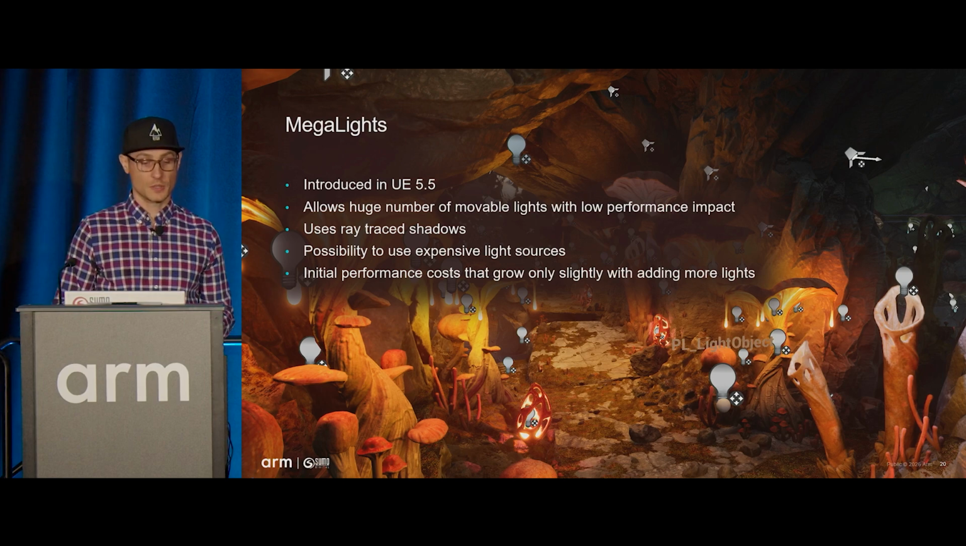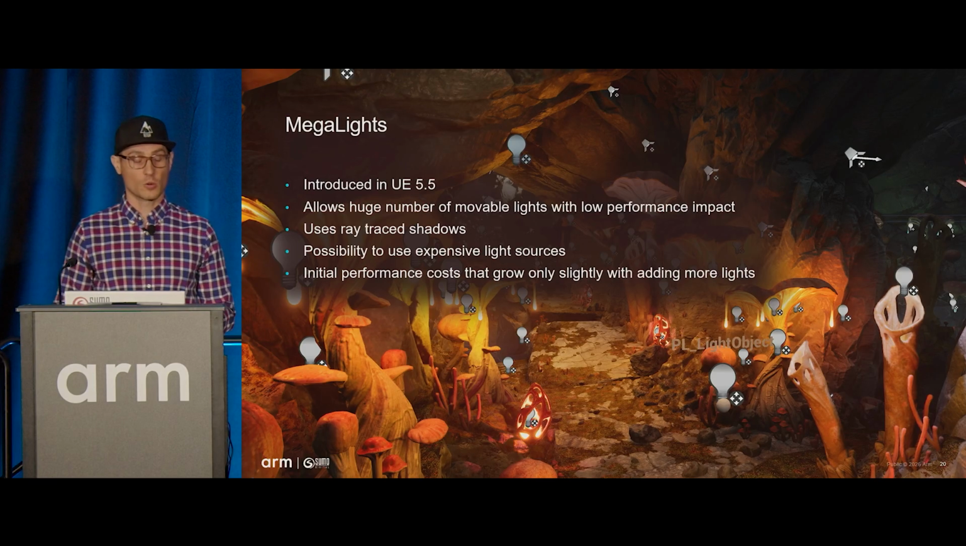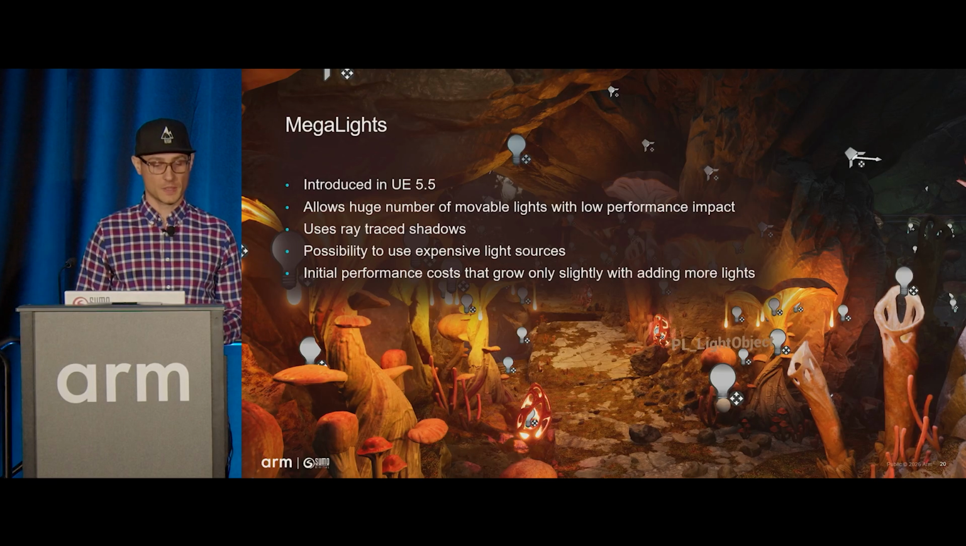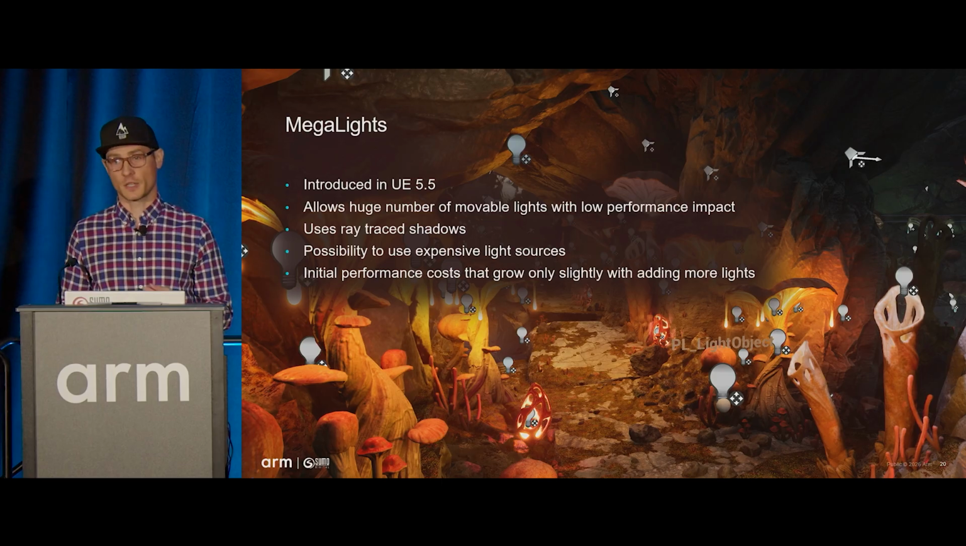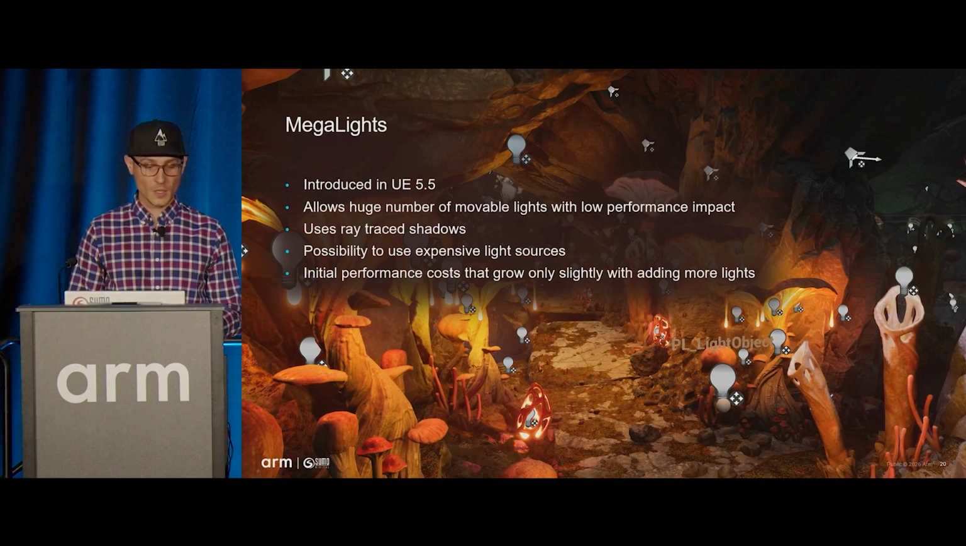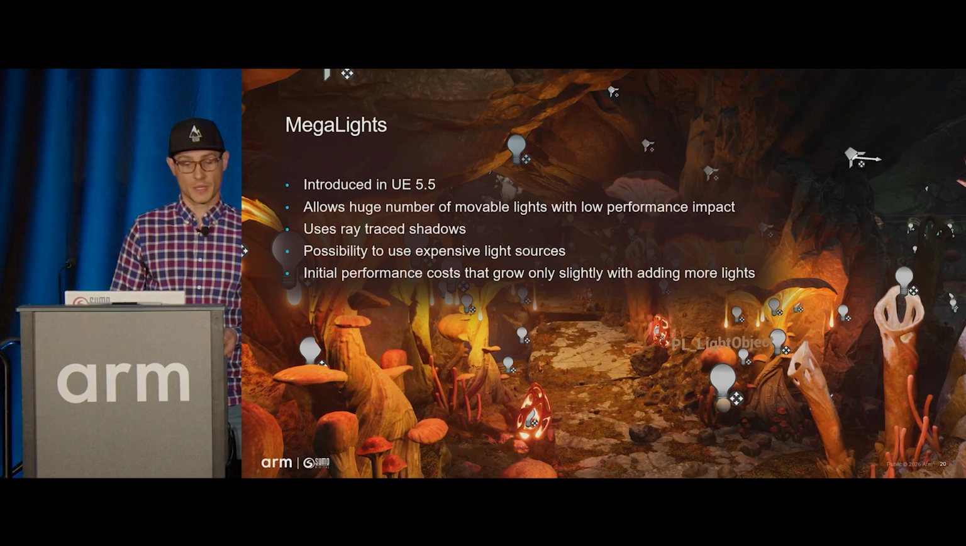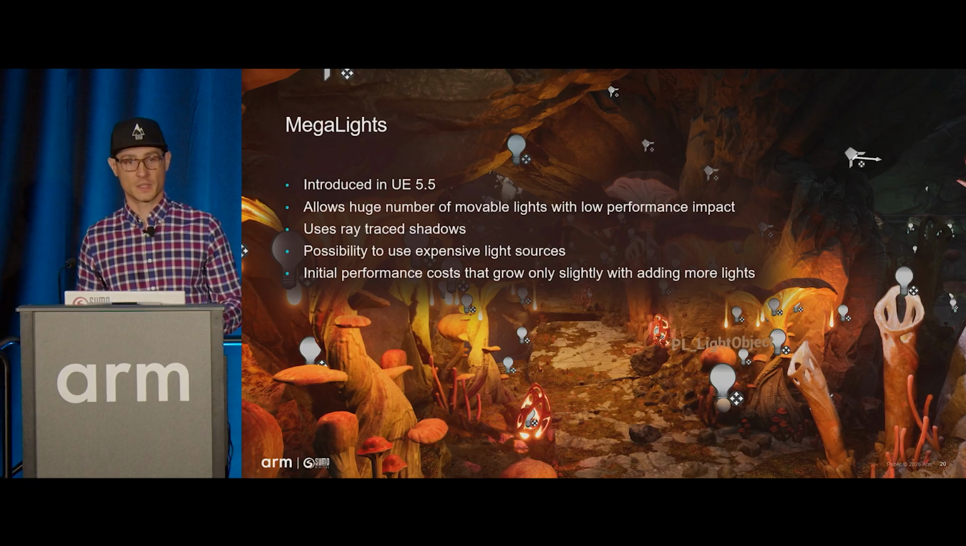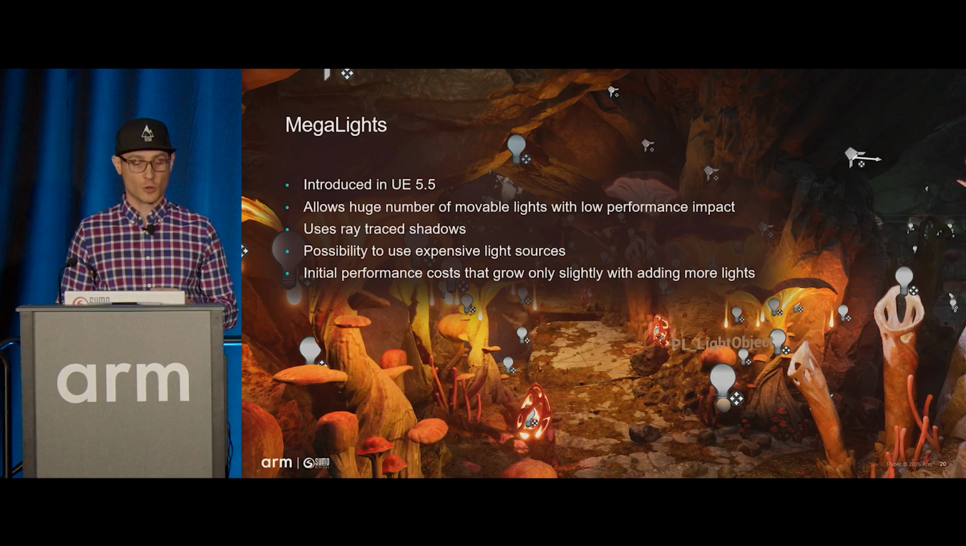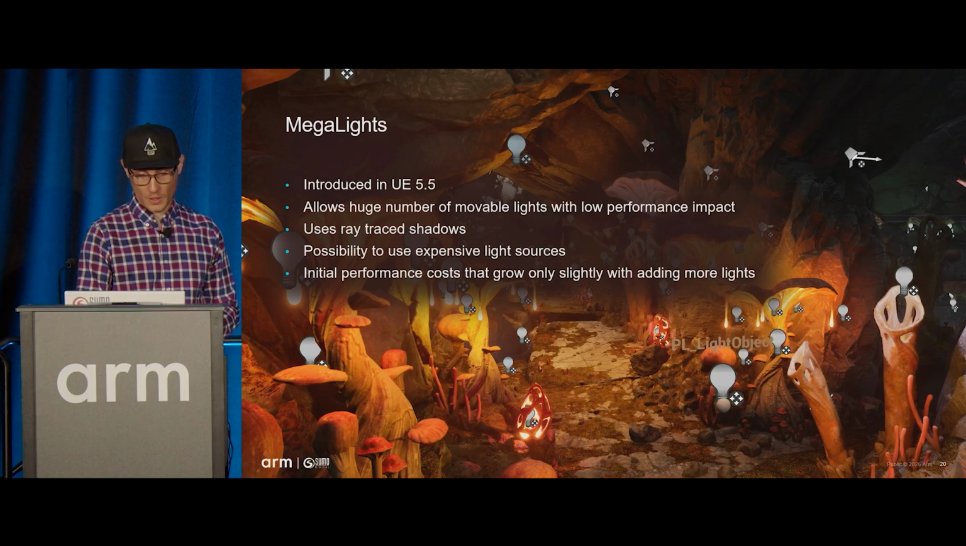MegaLights uses ray traced shadows, which means high quality soft shadows, and there is also a possibility to use expensive light sources like rectangular lights. There is an initial performance cost when MegaLights is enabled, but it grows only very slightly with adding more lights.